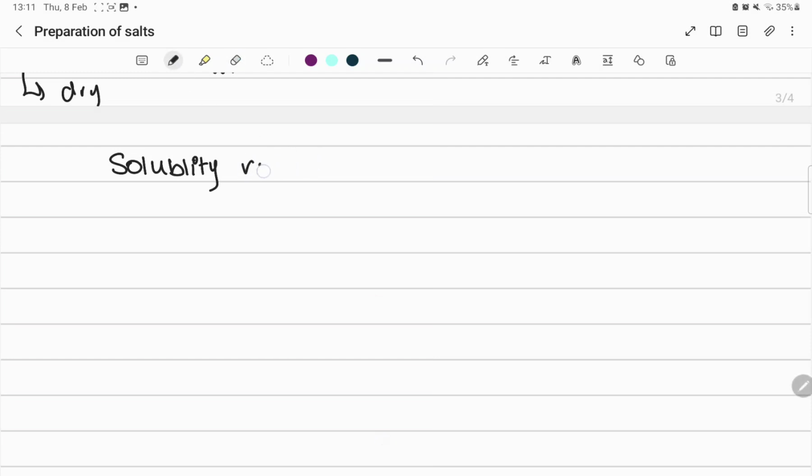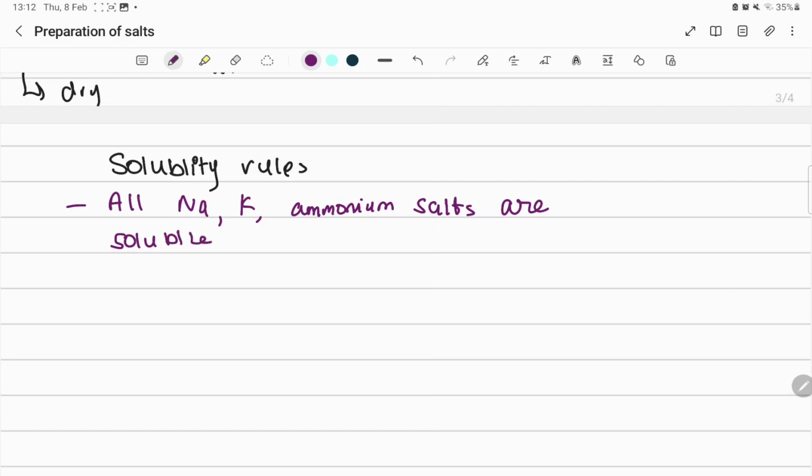So to start off, all sodium, potassium, and ammonium salts, yes, ammonium salts, are soluble. So anything with sodium, potassium, ammonium, it's immediately soluble. All nitrates are soluble. All of them.